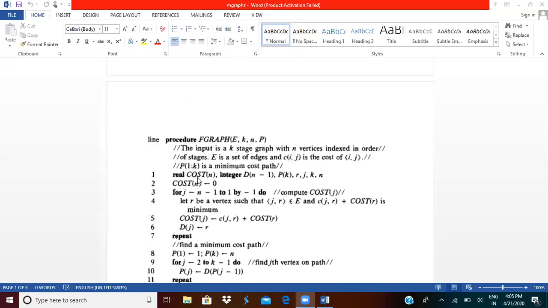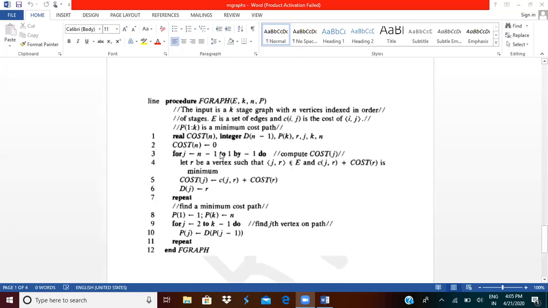Next, real cost of n, integer d of n minus 1, p of k, r, j, k, n, all these variables have been initialized. Will not consider that. So cost of n is 0 initially. Now, this is the main, the basic operation of the algorithm. This and this, these two sections are the basic operation of this algorithm.